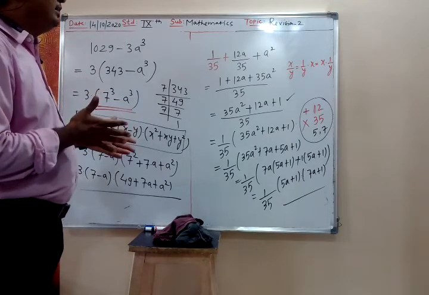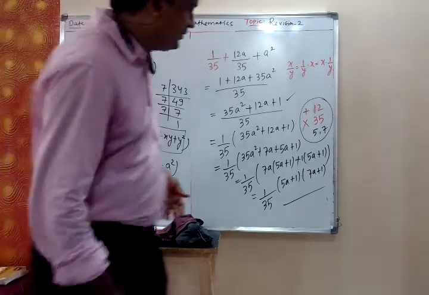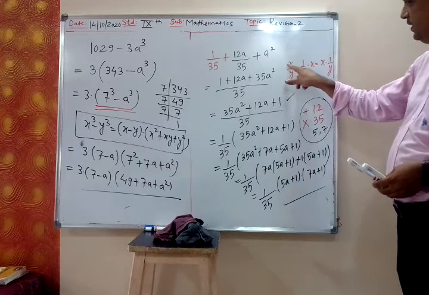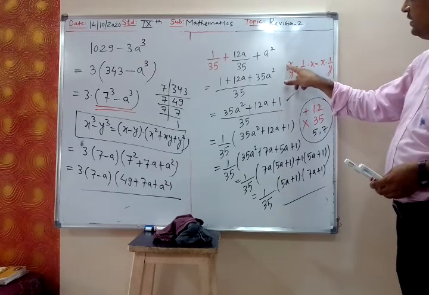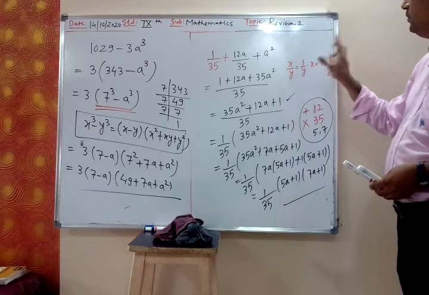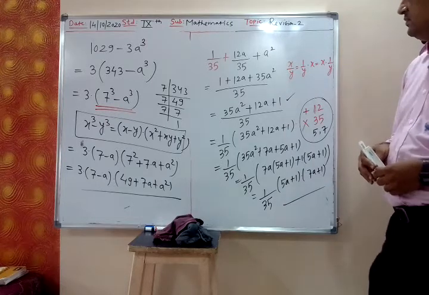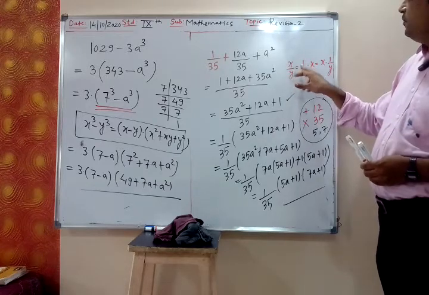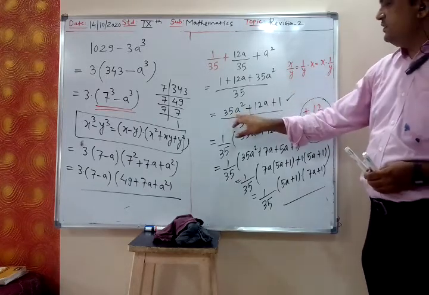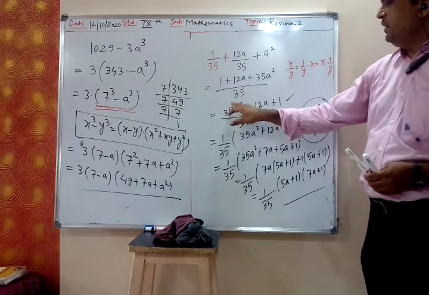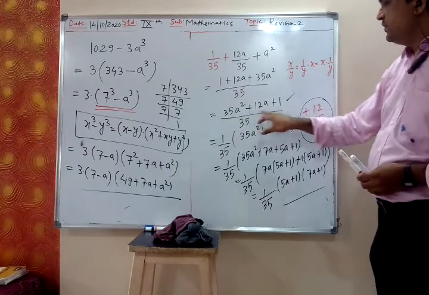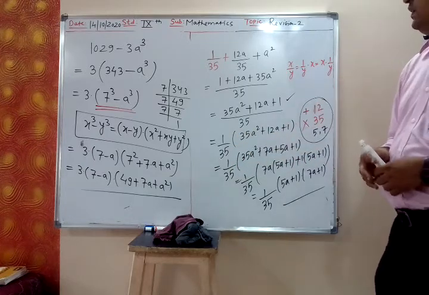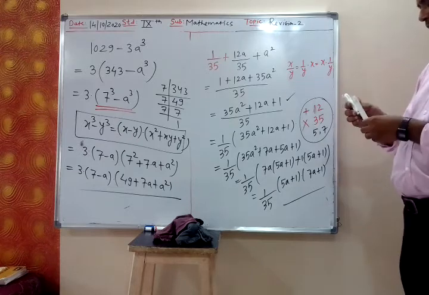Where have I taken one common? Can you tell me? 1 upon 35, because see this x upon y. X upon y is same as 1 upon y into x. You can write x upon y as 1 upon y into x. So this is x, this is my y, which I can write as 1 upon y into x. This rule you remember.